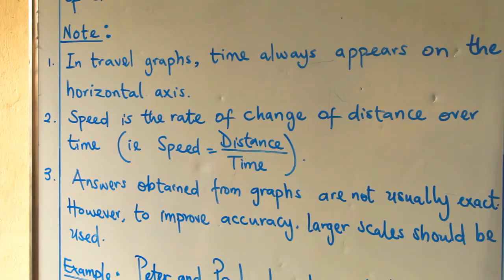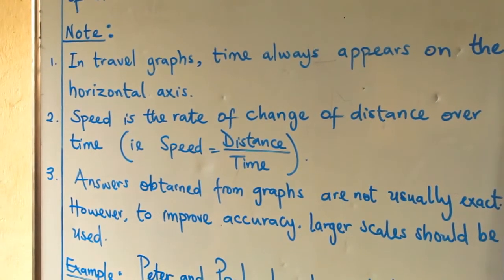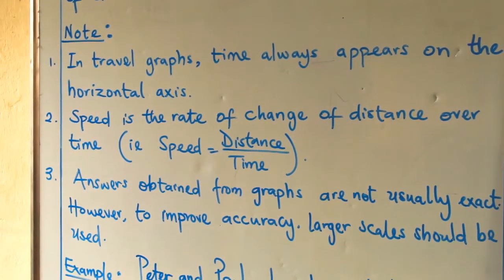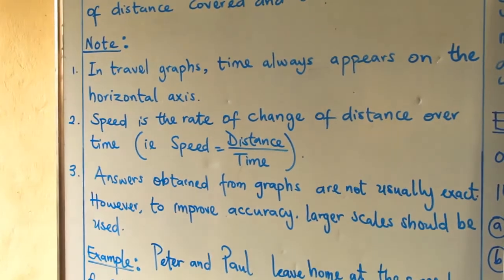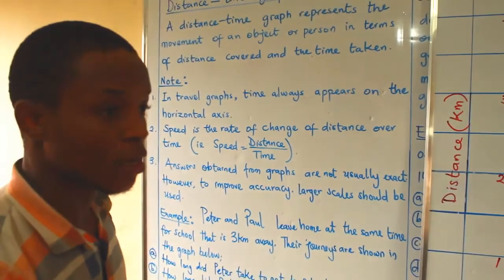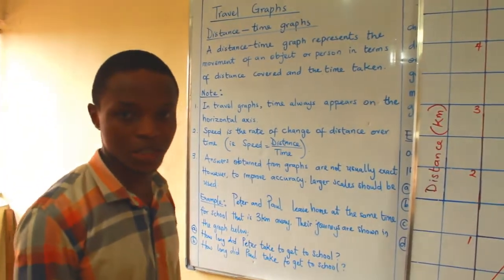And the last point I want you to take note of is that answers obtained from travel graphs are not usually exact. However, to improve accuracy, larger scales should be used. But we can only use as large a scale as possible when we have space on our Cartesian plane.